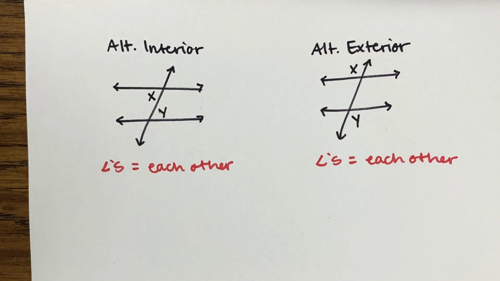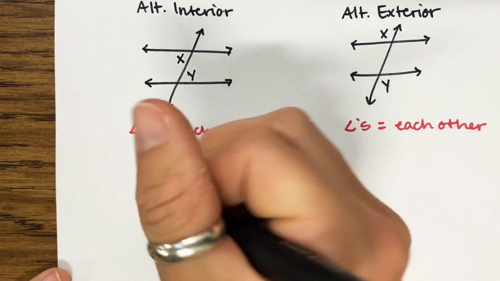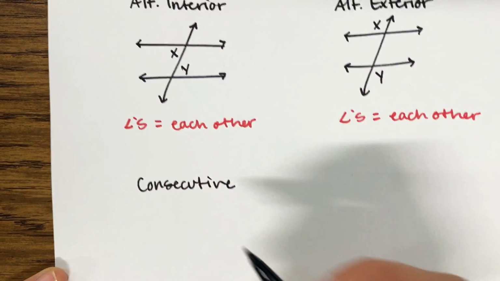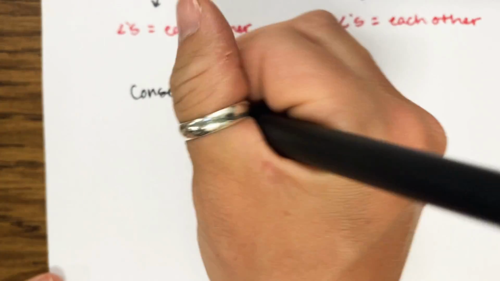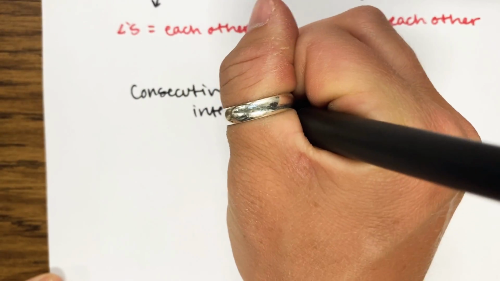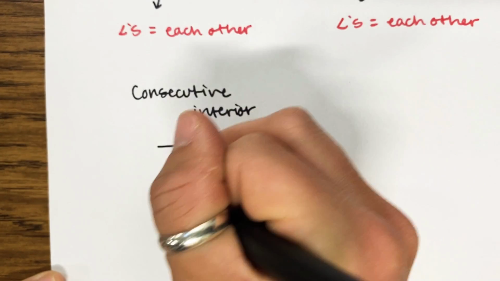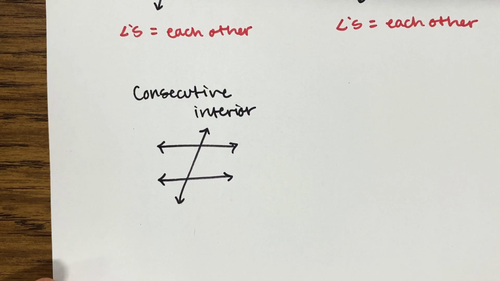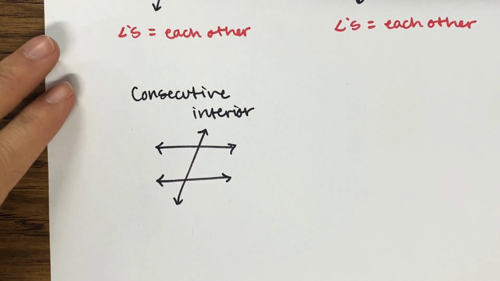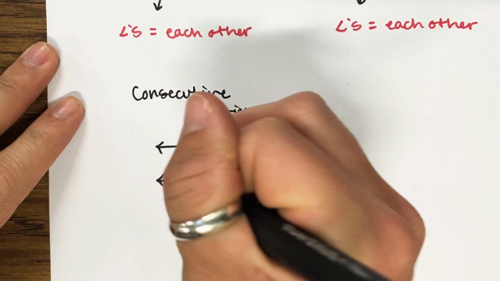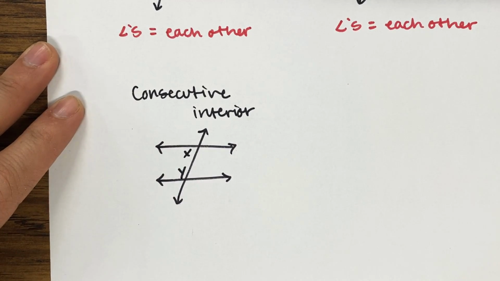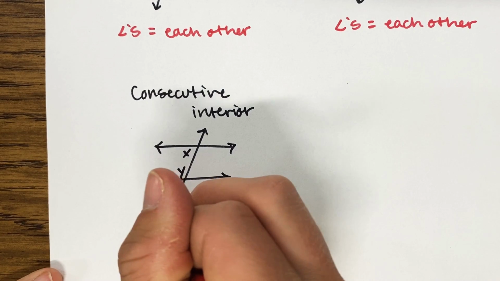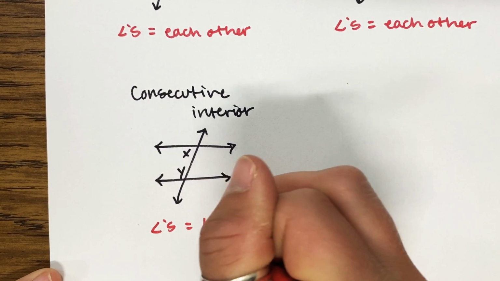Okay, now let's talk about consecutive. In your assignment, it might say same side. So I just kind of gave you the hint. Consecutive means same side as our transversal. Interior is going to meet on the inside of our parallel lines. So if they're both on the left and both on the inside of the parallel lines, these angles equal 180 degrees.